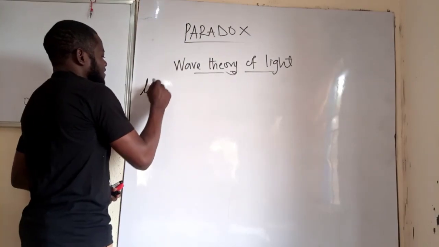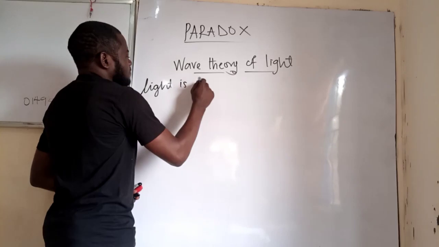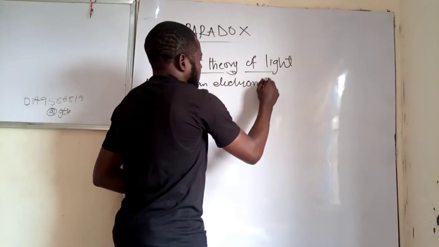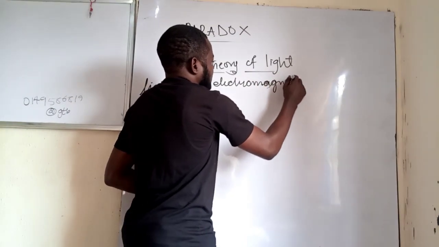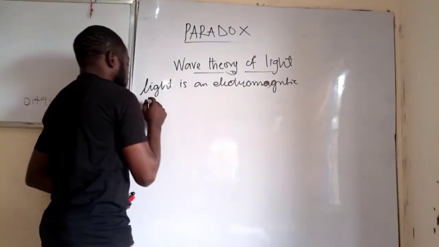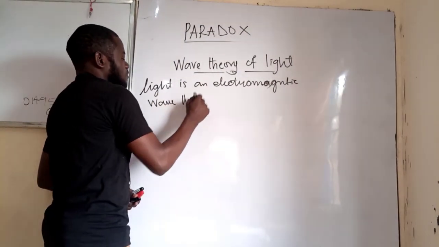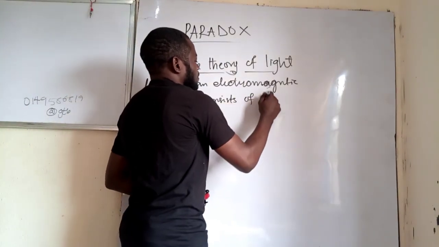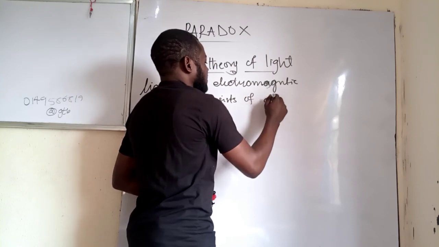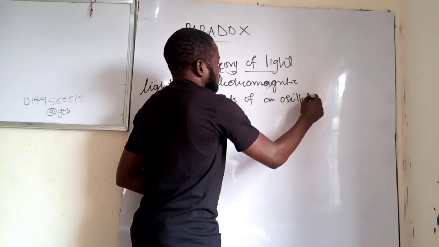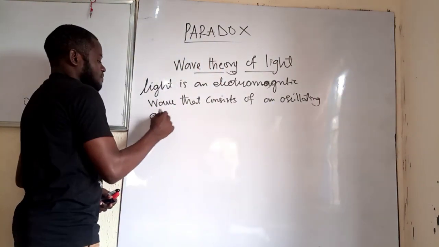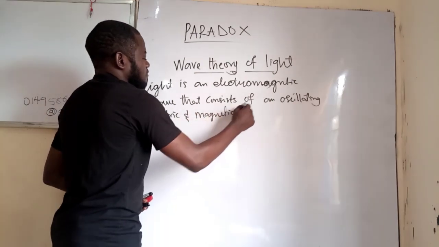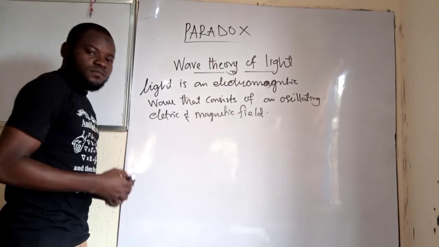So, we have that light is an electromagnetic wave that consists of an oscillating electric and magnetic field. Do we get this now?